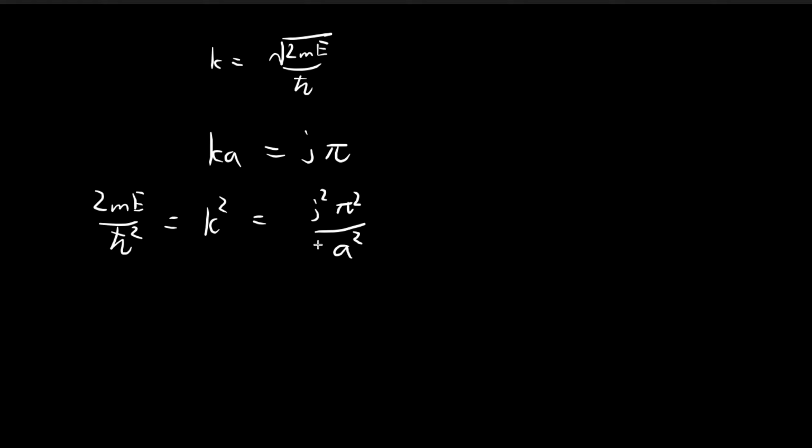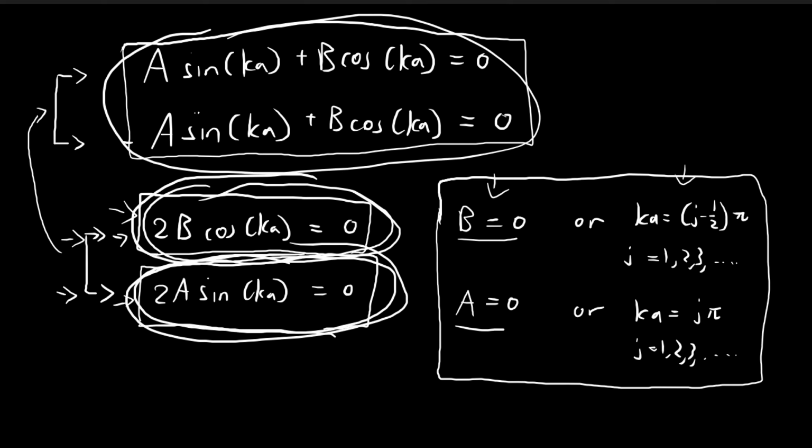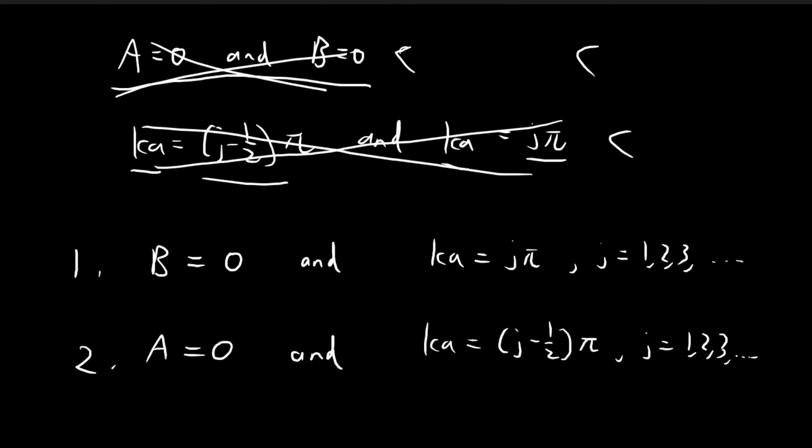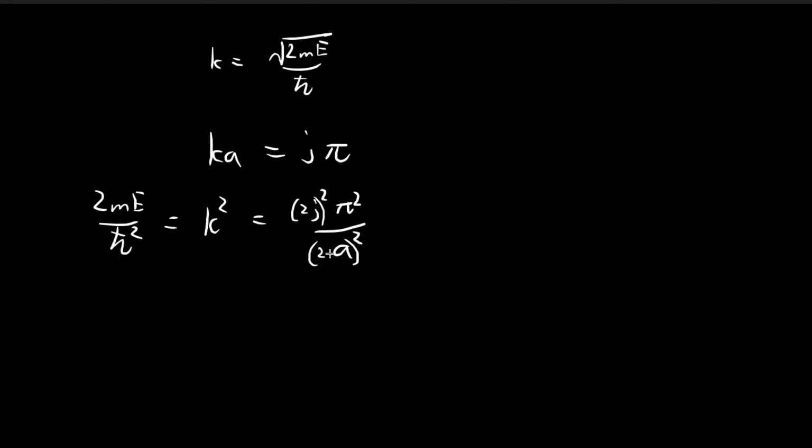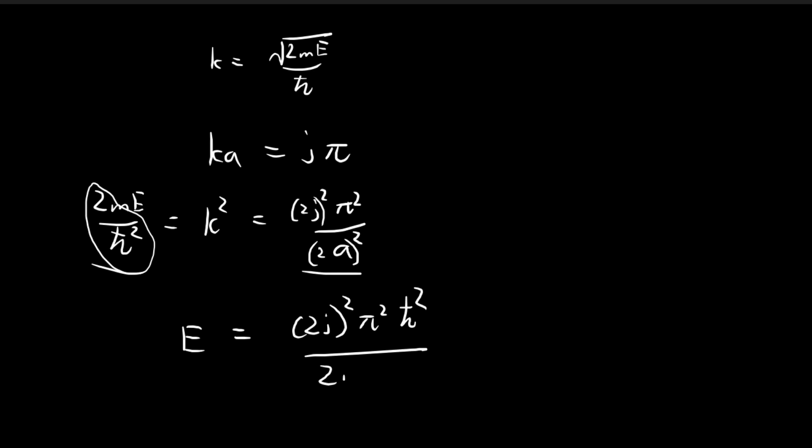And then like before, I'm just going to tack on a 2 to these two terms, so that 2a is going to reflect the width of the well, which is equal to 2a. So I'm just multiplying the numerator and denominator by 4 in this case. So this is what you have on the right hand side, and this is what you have on the left hand side. And then dumping the rest of these constants to the right hand side, you see that the energy levels, the allowed energy levels, E is equal to 2j squared times π squared times ħ squared divided by 2m times 2a squared.